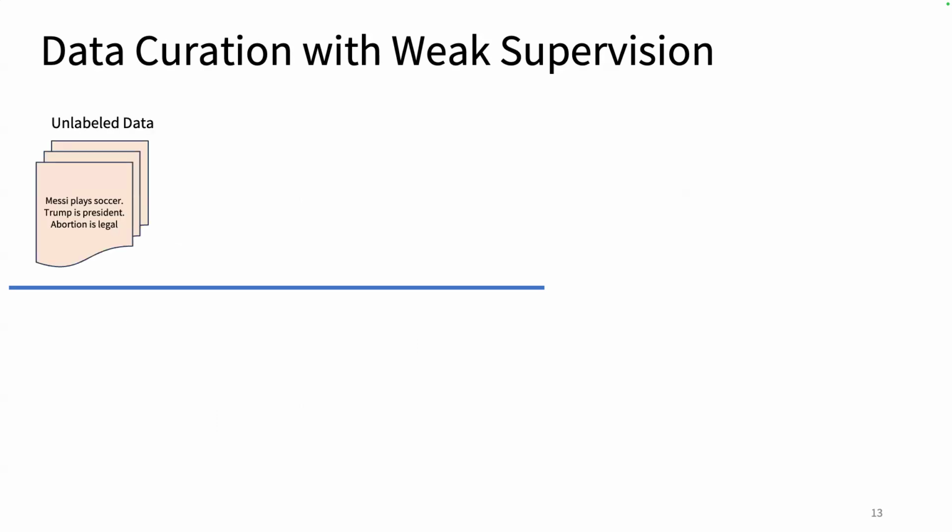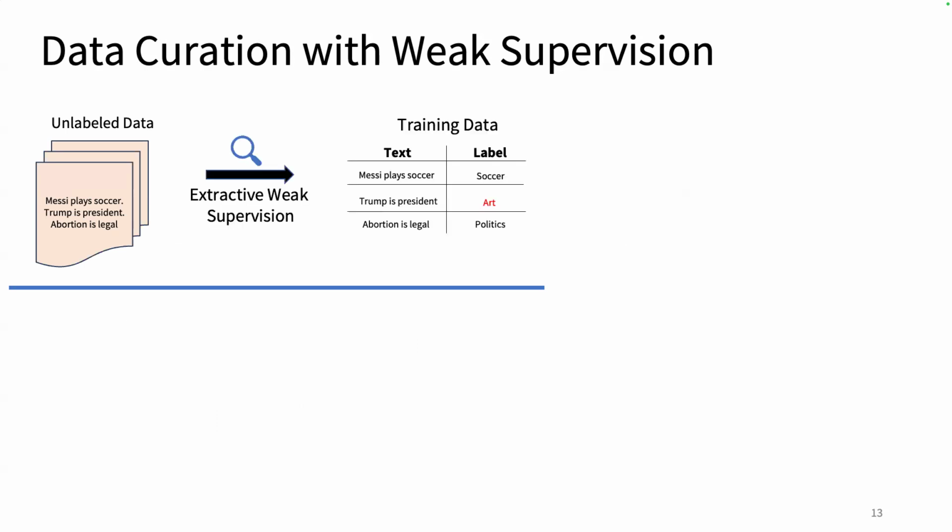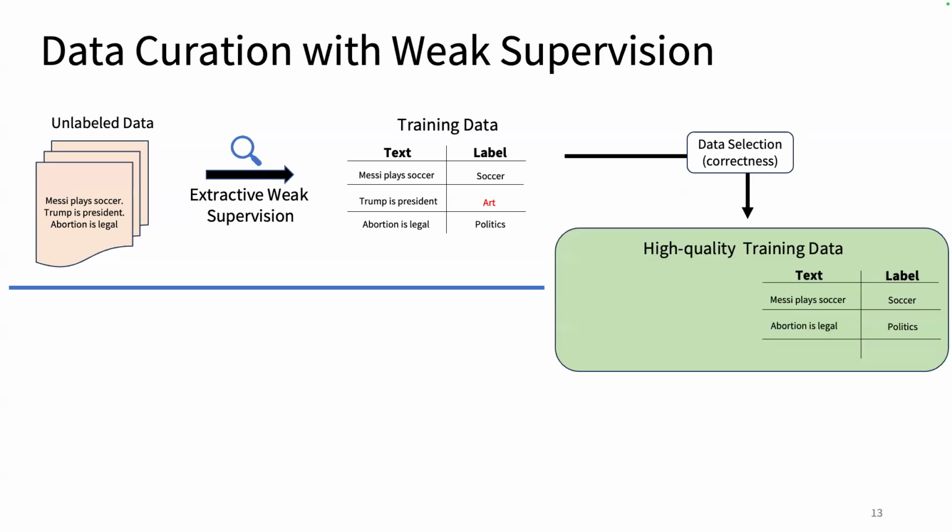So starting with extractive weak supervision, we require unlabeled data to get annotations. Note the one in red here is a labeling mistake. This is what I mean when I say the correctness is low in extractive weak supervision. So we need to perform data selection along the axis of correctness, and we curate high quality training data where we just remove the "Trump is president" sample.